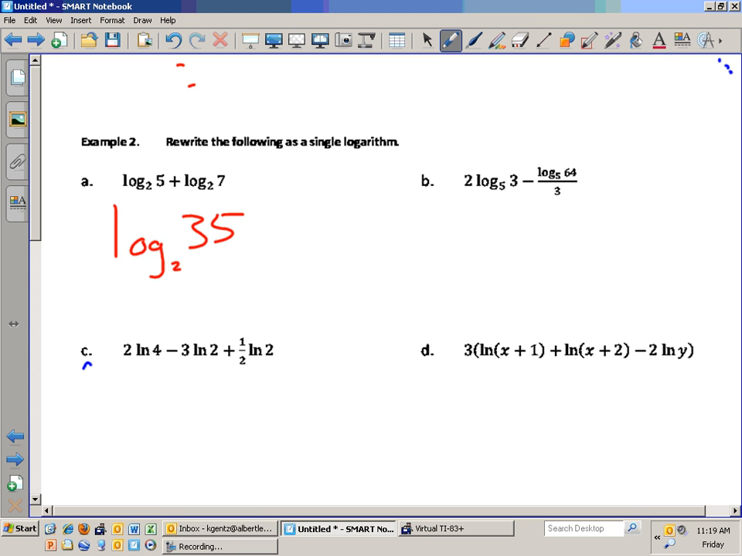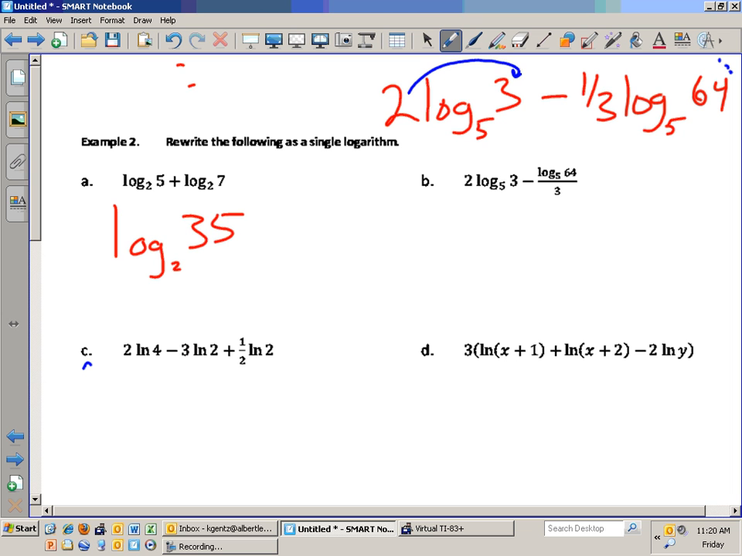B, I'm going to rewrite that as 2 times the logarithm base 5 of 3 minus 1/3 log base 5 of 64. Does everybody see how I have a 1/3 in front of this log base 5 of 64? That's a divided by 3, so I have a 1/3 right in front there. What should I do with this 2? I can put it right up there and get 3 squared. What can I do with this 1/3? Put it up there and take 64 to the 1/3 power.